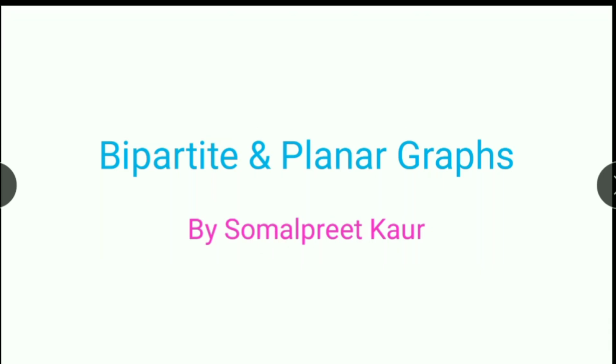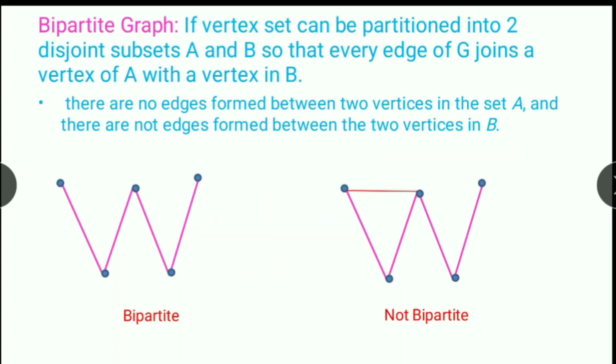Hello students. In this video we'll study bipartite and planar graphs. Let's start with the bipartite graph. A bipartite graph is a graph in which the vertex set is divided into two subsets. So if there are 5 vertices in the vertex set, we'll divide them into 3 and 2, or 1 and 4, in any two subsets.